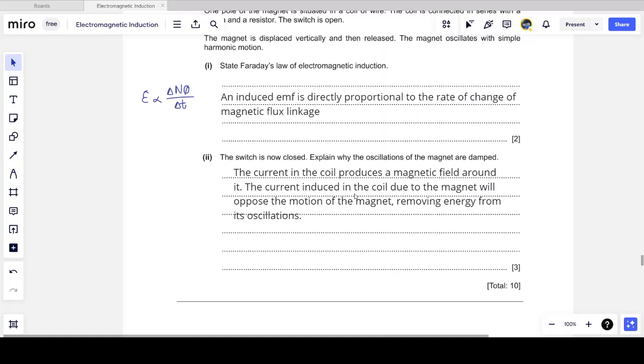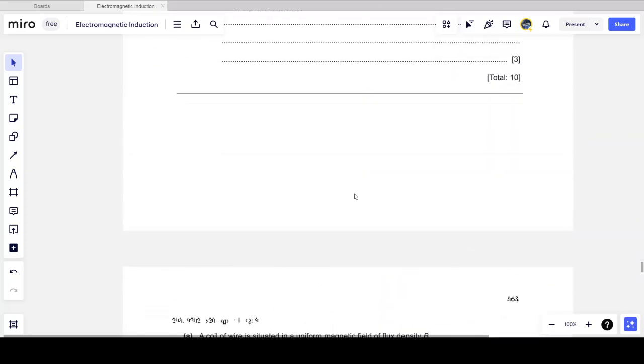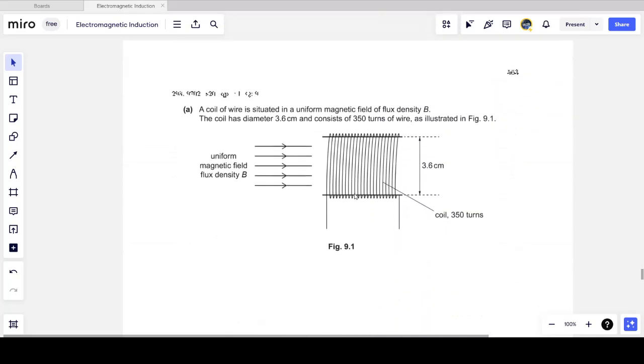And so again, another application of electromagnetic induction, and that's why we needed to state Faraday's law before answering this question. So also be very careful about when you see magnets moving relative to coils, immediately think of electromagnetic induction. And then if you want to talk about things like damping or energy being removed, you're also going to think of Lenz's law about the opposition of magnetic fields and the opposition of currents and so on.